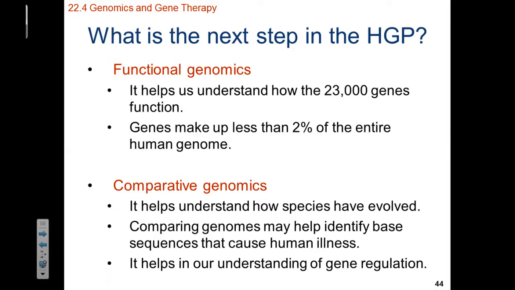So we can look at functional genomics. We can look at what those 23,000 genes do in our bodies. These 23,000 genes within the human genome make up less than 2% of the overall number of base pairs within our human genome. Most of our human genome right now doesn't have a specific cause or purpose tied to it.